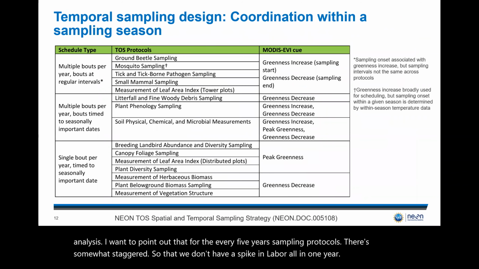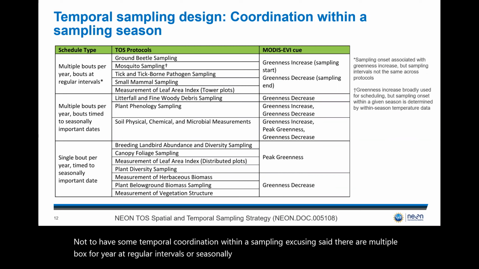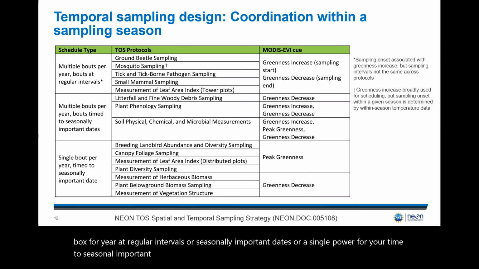We also have some temporal coordination within a sampling season. So there are multiple bouts per year at regular intervals or at seasonally important dates, or a single bout per year timed to a seasonally important date. And so those data products are listed here. And the timing is queued off of the MODIS Enhanced Vegetation Index.